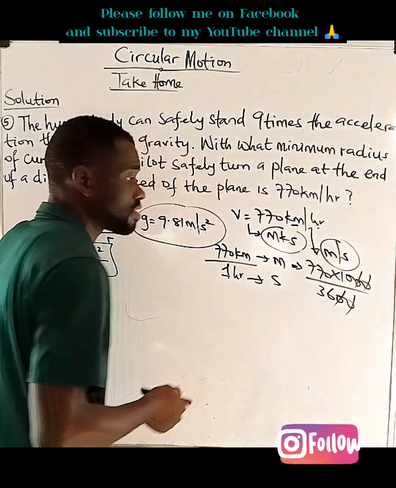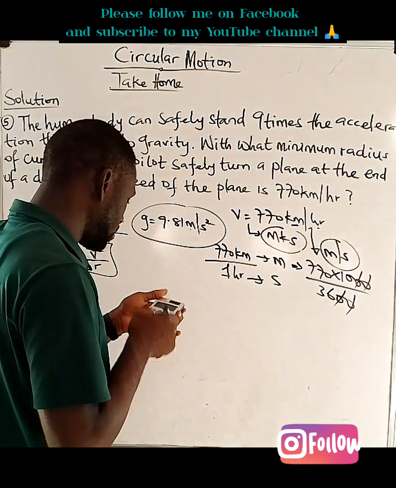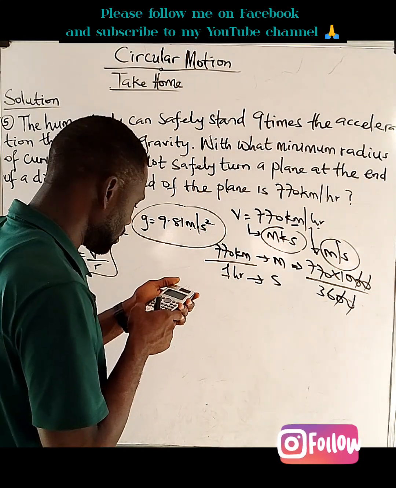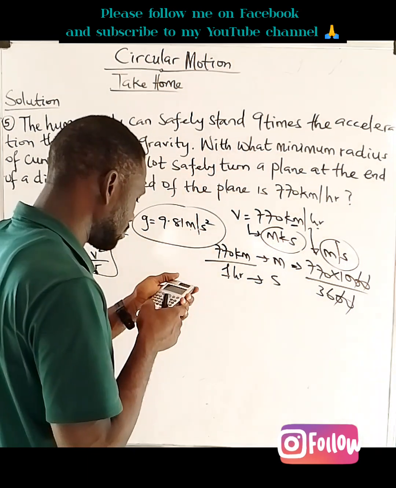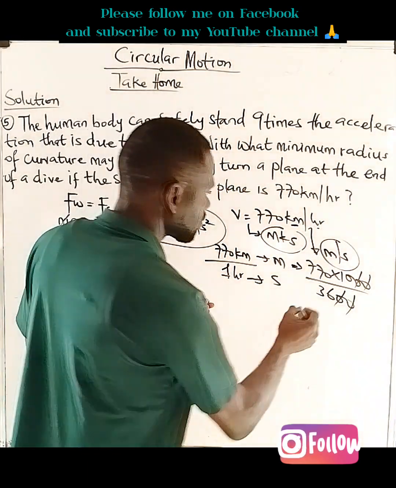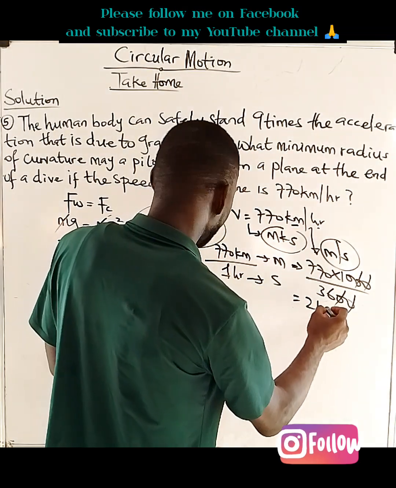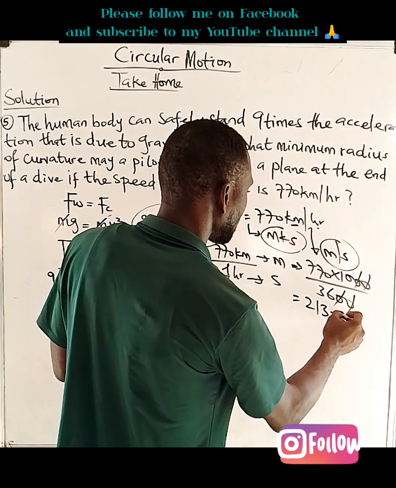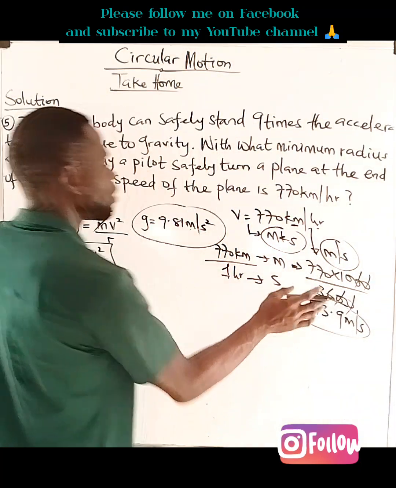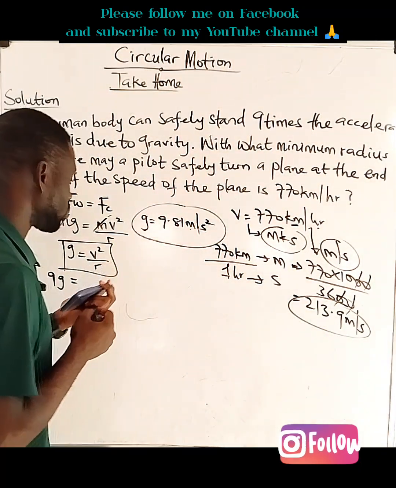So we can use our calculator to finish this up quickly. Let's do that. We have 770 times 10 divided by 36. So right here we have 213.888, so we have 213.9 meter per second. That's what we have right here. So we're going to be using this velocity to solve this.